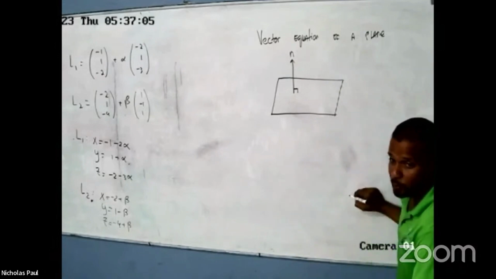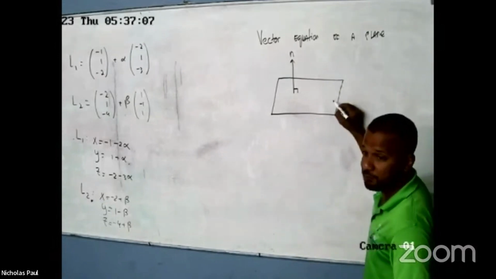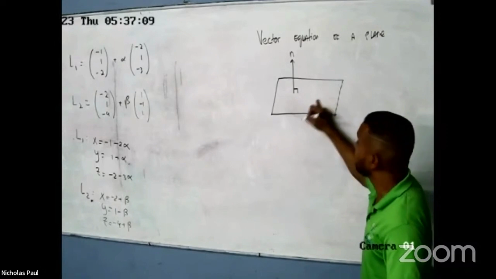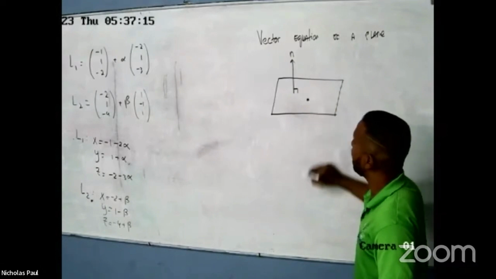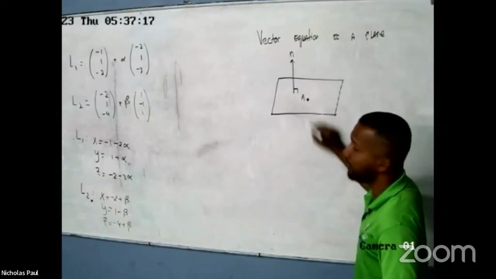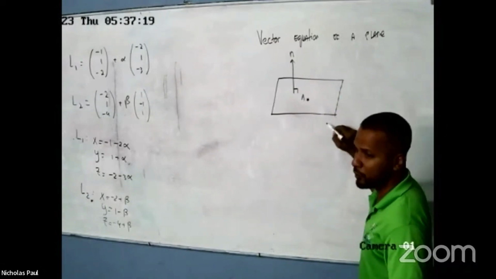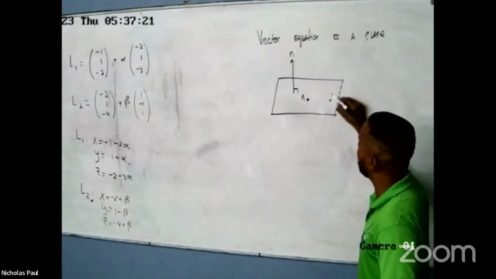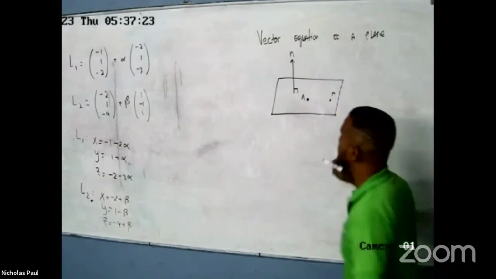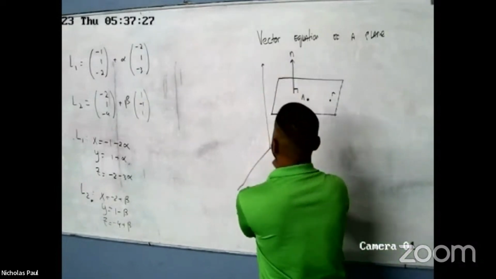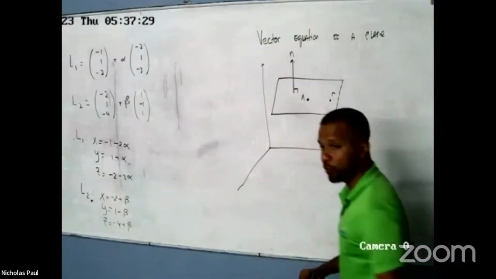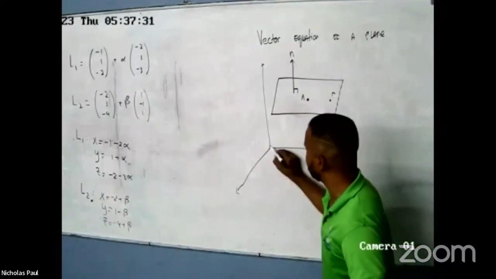Then we do the same thing again, just as before. We get a point on the plane. Let's call that point A. And we know that point, and then we have some random point R. Let's draw them relative to the origin.